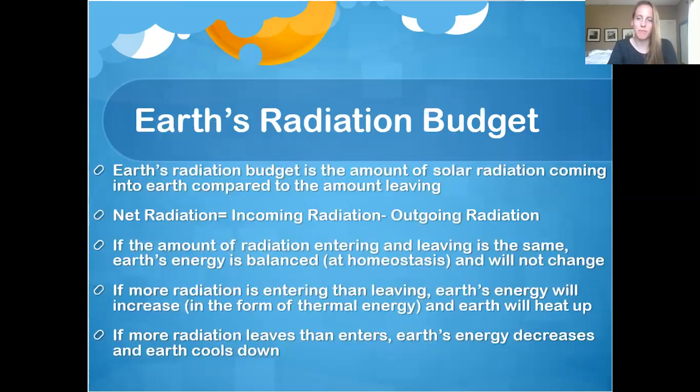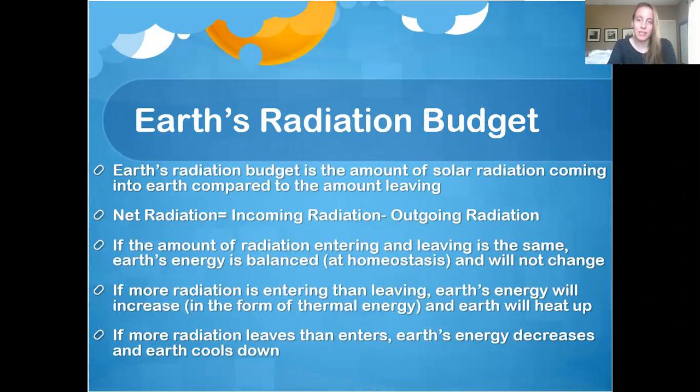Earth's radiation budget refers to the amount of solar radiation that's coming into Earth compared to the amount that is leaving. So the net radiation is just incoming radiation minus outgoing radiation. If the amount of radiation entering and leaving is the same, then Earth's energy will be balanced, or at homeostasis, and will not change. This means that the thermal energy of the Earth won't change and the Earth will not heat or cool. If more radiation is coming in than what is leaving, then Earth's energy will increase, meaning that Earth will heat up. And if, on the other hand, more radiation leaves than what is entering, Earth's energy will decrease and the Earth will cool.